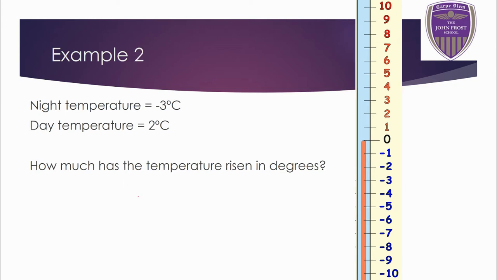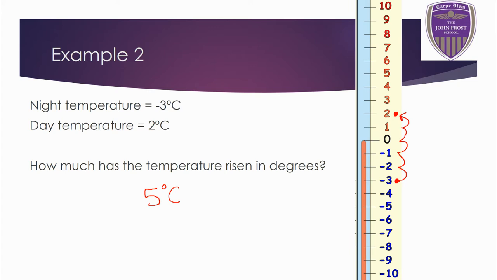For this question, it says the night temperature for a location is minus 3 degrees. Minus 3 is on our number line here. And the day temperature is 2 degrees. Put that up here. How much has the temperature risen in degrees? Again, let's just count how many numbers are in between. We've got 1, 2, 3, 4, 5. So we know the difference between minus 3 and 2 degrees is 5 degrees Celsius. The temperature has risen 5 degrees.